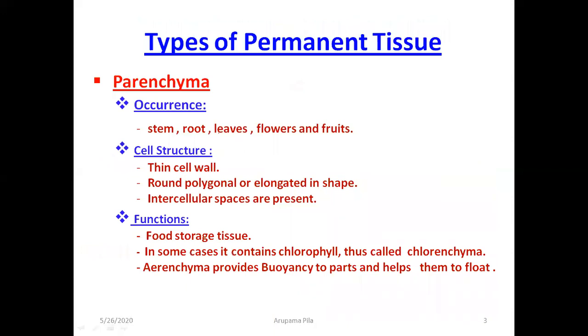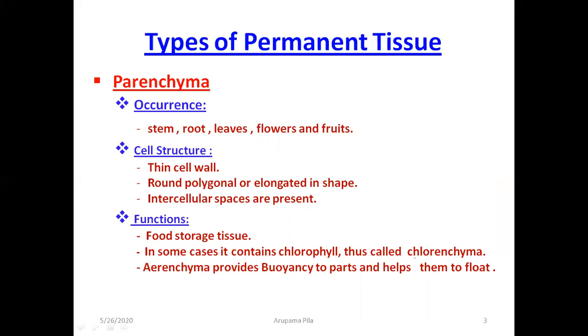So this is about cell structure. Then come to the function. The parenchymatous tissue helps in food storage. In some cases it contains chlorophyll, thus called chlorenchyma. When the parenchyma tissue contains chlorophyll and helps in the process of photosynthesis, it is called chlorenchyma.